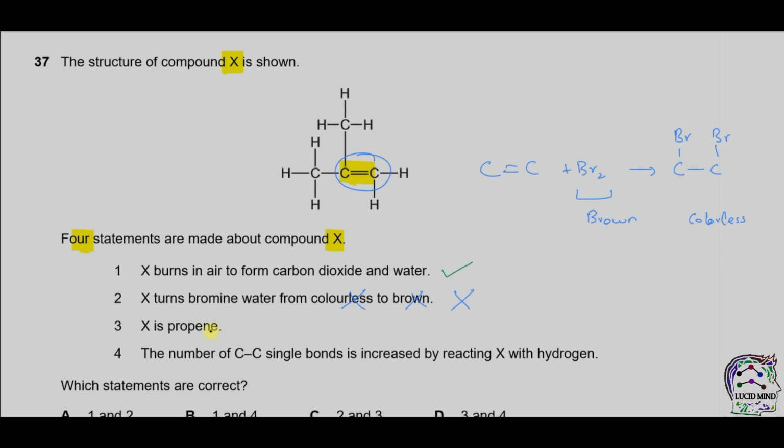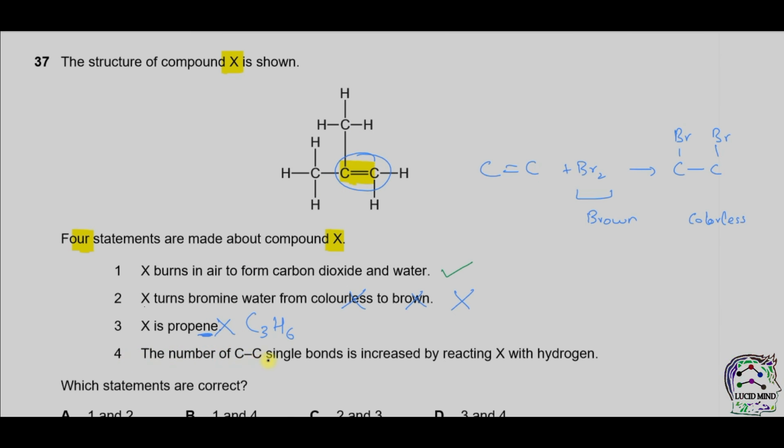Option 3. X is propene. Propene means we have 3 carbon atoms, as this is an alkene, so according to general formula CnH2n, there should be 6 hydrogens, but we can see there are 4 carbon atoms in this structure, so therefore it is not propene.